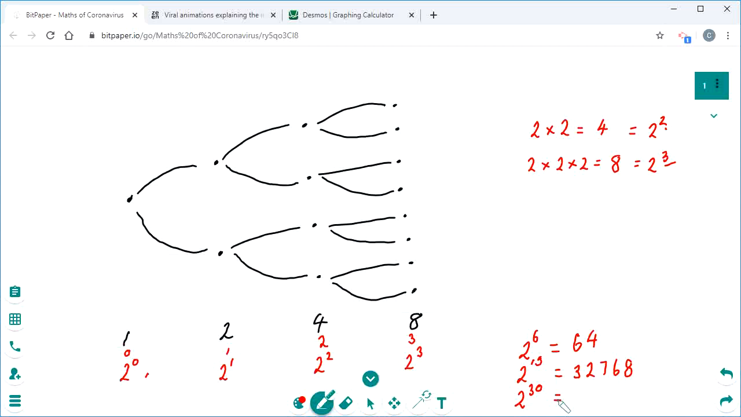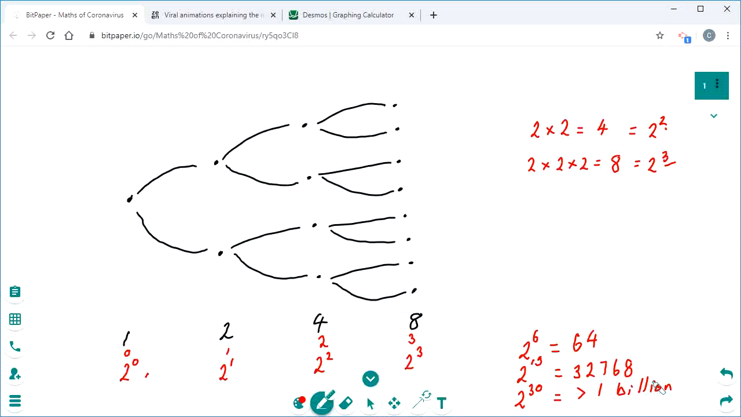And 2 to the power of 30 is a number just north of 1 billion people, right? So we're now greater than 1 billion people who have the virus at the 30th spread. So those numbers start to become pretty scary pretty quickly.